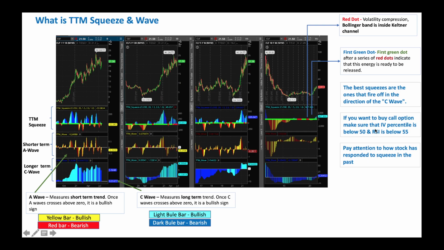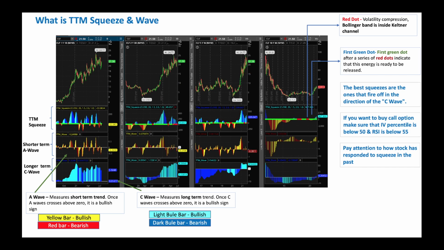If you want to buy a call option, make sure IV percentile is below 50 and RSI is below 55, so that way you've got more room to run and you're not risking too much. And pay attention to how the stock responded to the squeeze in the past. As an example, take CLF here: squeeze forming, first green dot, it went up; squeeze forming, first green dot, stock went up. If you look at the past history of how the stock responds to the squeeze, that's a good indicator of how it might respond in the future.